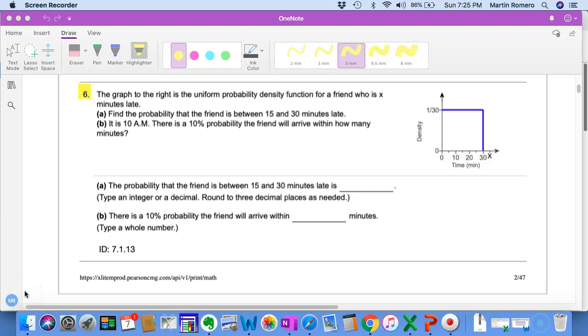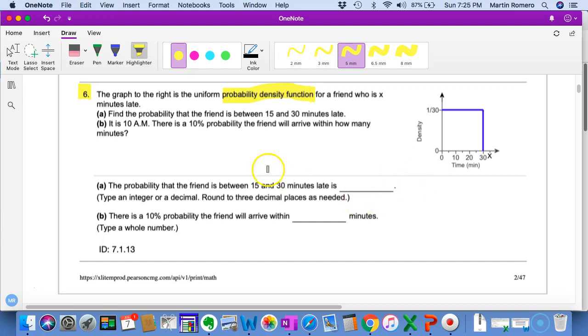Let's take a look at chapter 7.1.13. We're going to start answering probability problems using graphs from functions, and the functions are called probability density functions. Each of those functions we use depends upon the situation. So the first one we're going to look at is what's called the uniform probability distribution function.